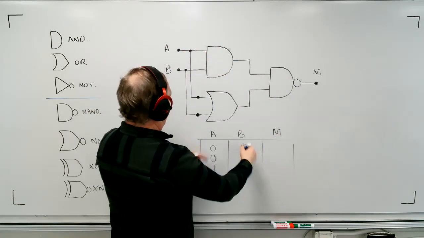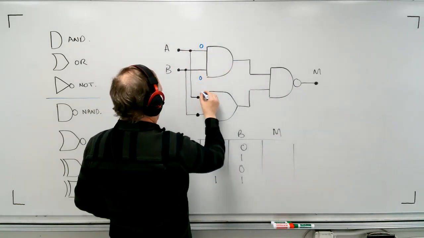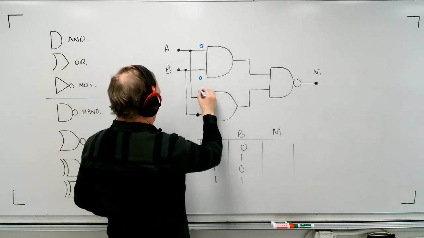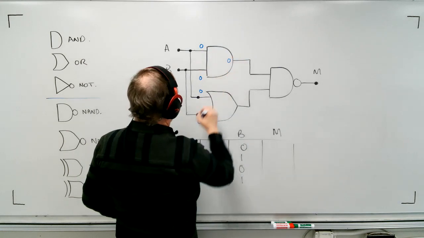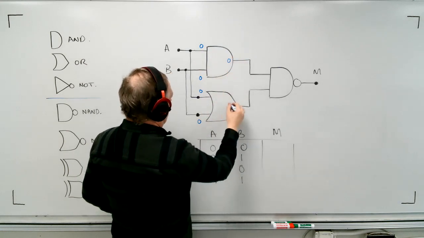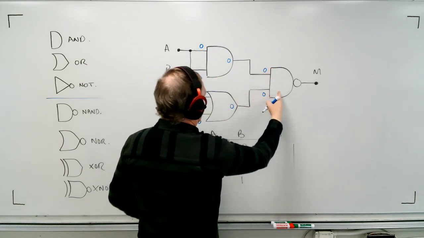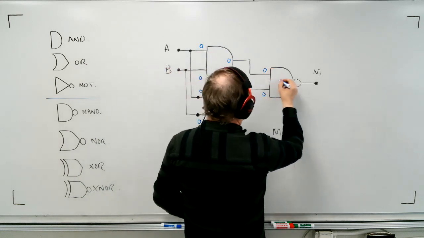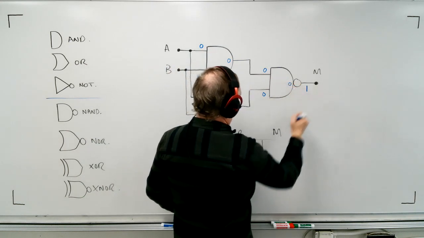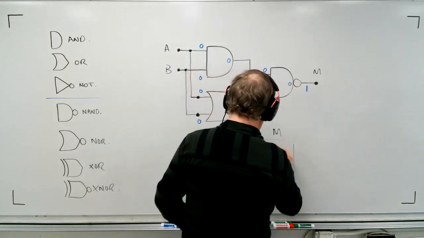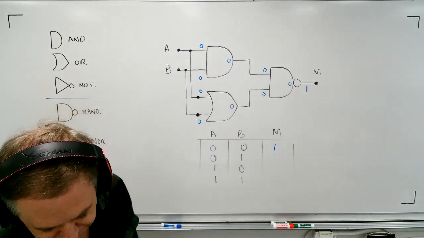So if I start with 0, 0, I'm going to go like this. This is 0 and 0. And that, of course, gives me 0 and 0 here. Now with an AND, that means I get a 0. With an OR, that means I get a 0. And so these are 0 and 0 coming into this AND. Now inside of an AND, that gives me a 0, so my output is actually 1. Output is 1 at M.